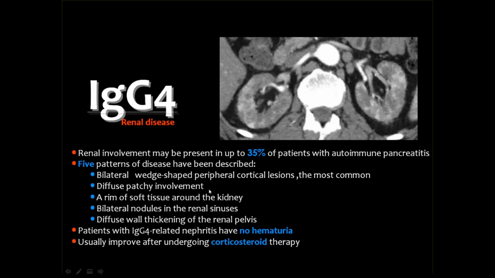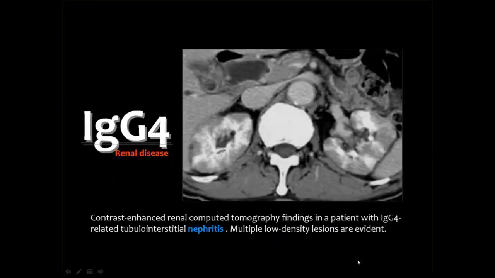Diffuse patchy involvement of the kidney, a rim of soft tissue around the kidney, like the pseudocapsule around the pancreas, bilateral nodules in the renal sinus, diffuse thickening of the renal pelvis. But of course the most common appearance is patchy, wedge-shaped hypo-enhancing lesions within the renal parenchyma. And this is interstitial nephritis, no hematuria is present, and the lesion responds well to corticosteroids.